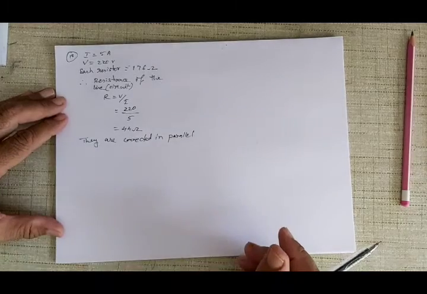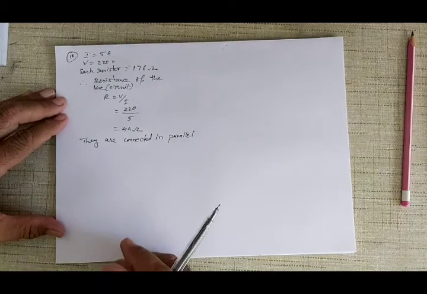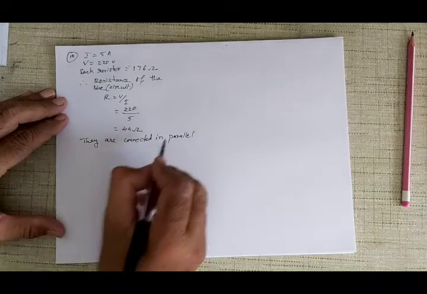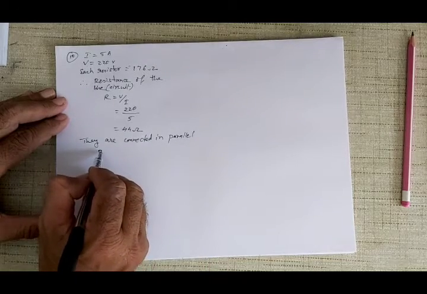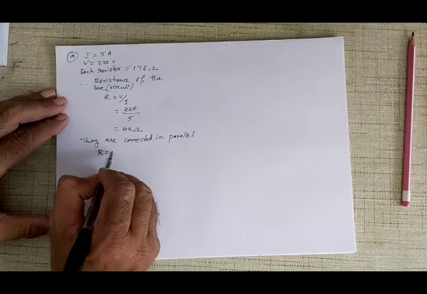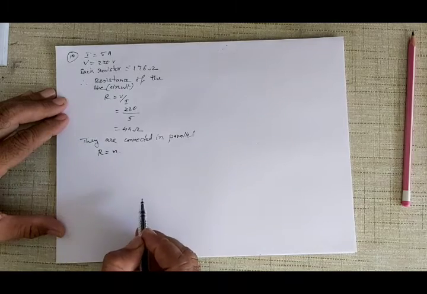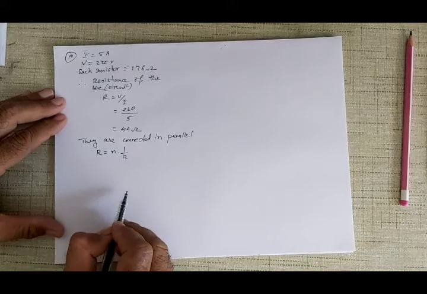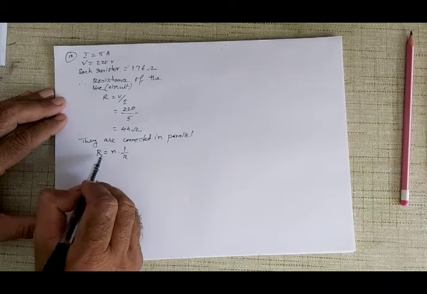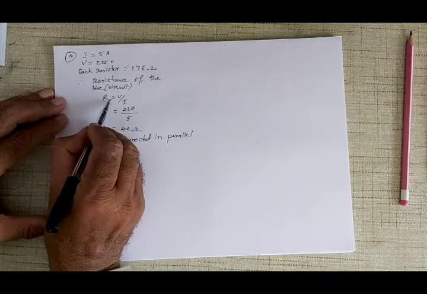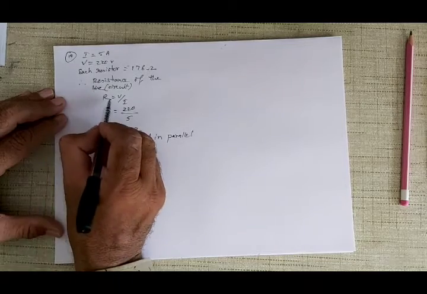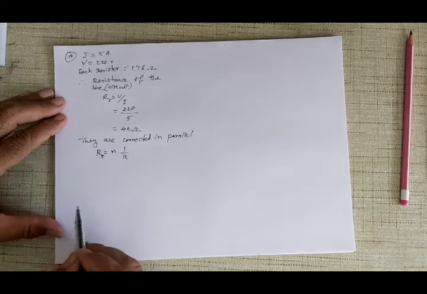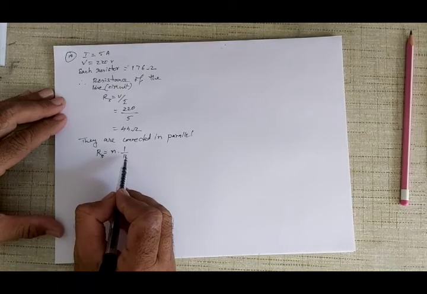When resistors are connected in parallel, equivalent resistance decreases. So the total resistance R of the circuit will be n times the resistance of each resistor. This is your RS, the resistance of the whole circuit. I'm just calling it RS, you don't have to call it RS. This is the resistance of each resistor.